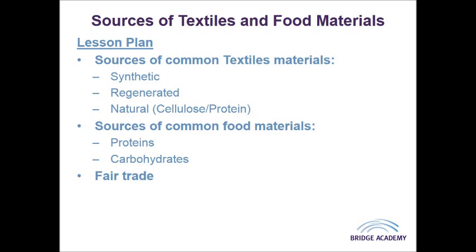So now I'm going to move on and talk to you about the sources of common food materials, and I'm going to look at proteins and carbohydrates. Now, proteins, as we spoke about when we were talking about natural fibres, actually comes from an animal. However, it doesn't just have to come from an animal. It also tends to come from nuts and seeds as well. Now, protein is absolutely vital for the growth and repair of our body. If you don't have enough protein in your diet, your body cannot repair itself. Protein comes from anything that is meat-based or nut and seed-based.